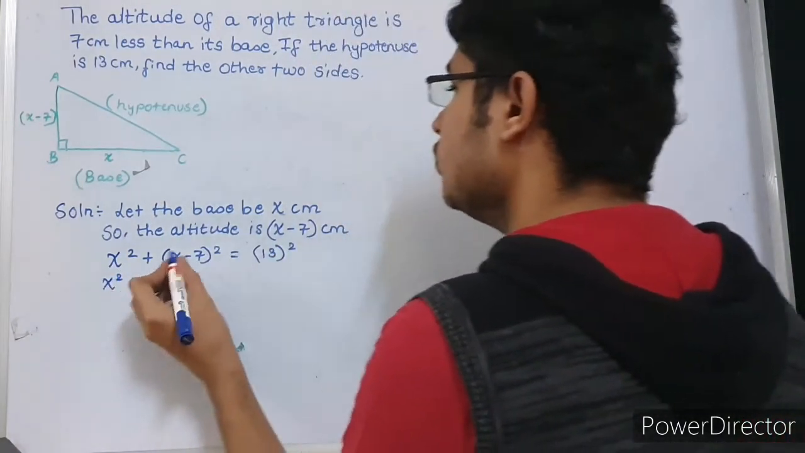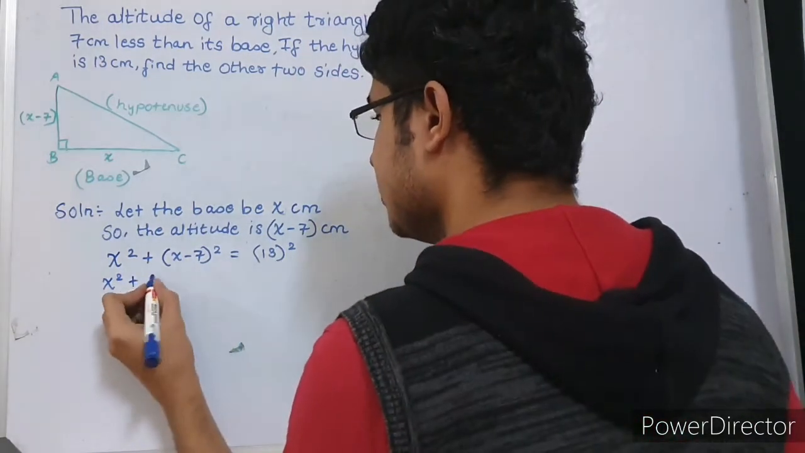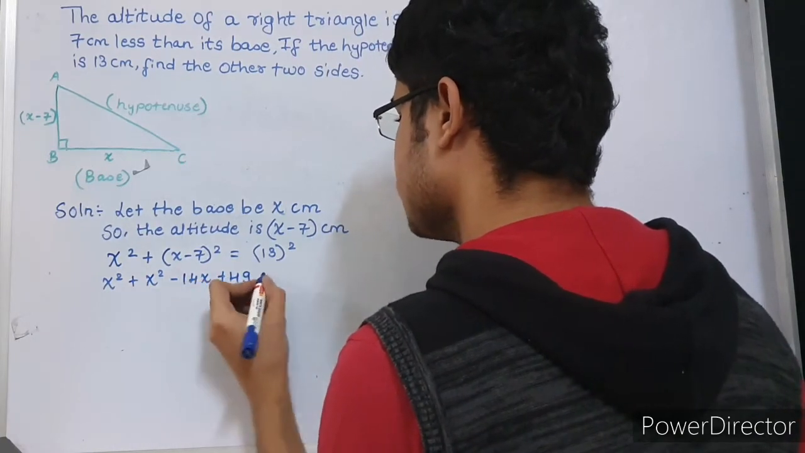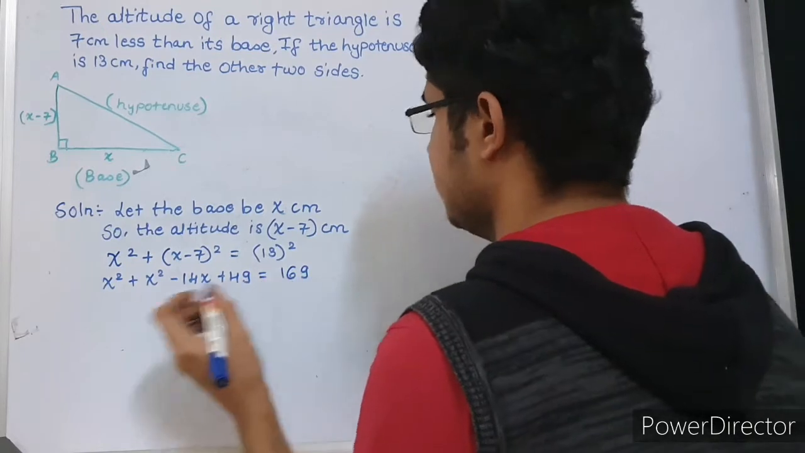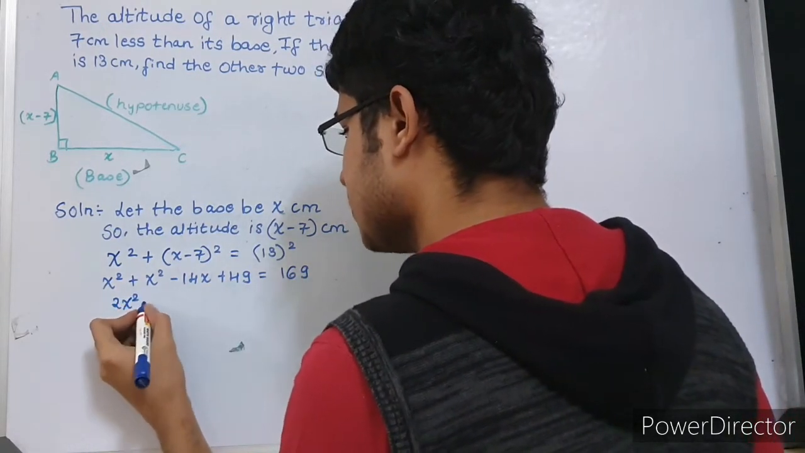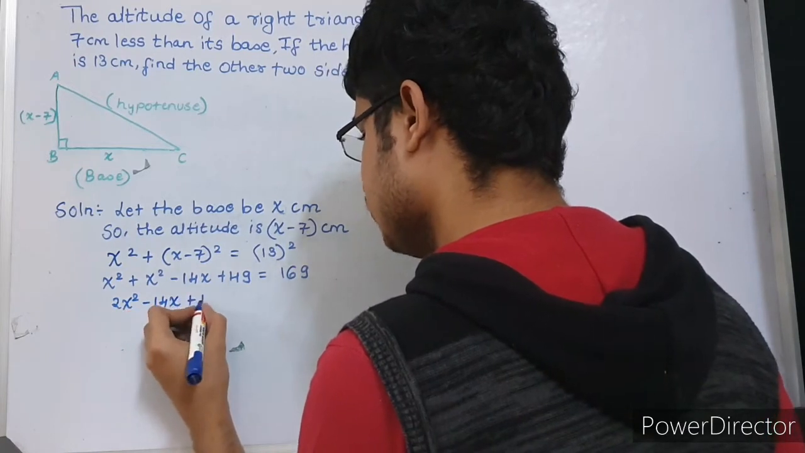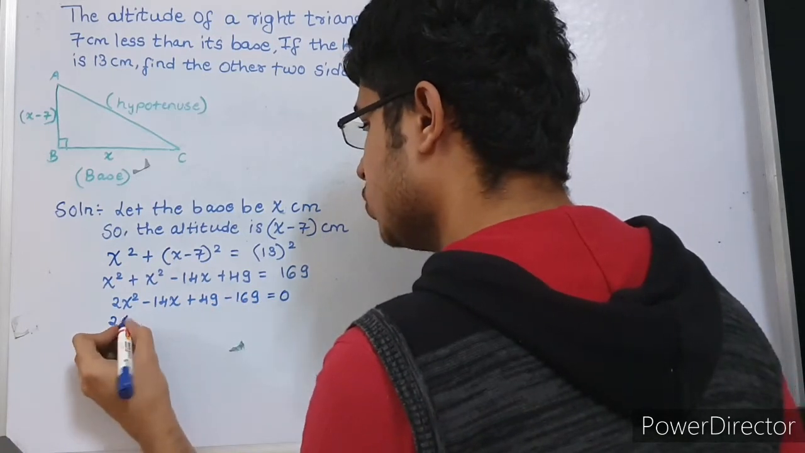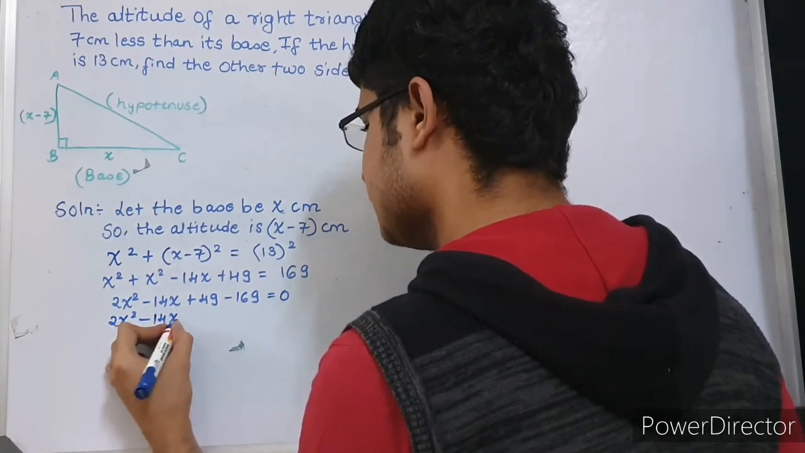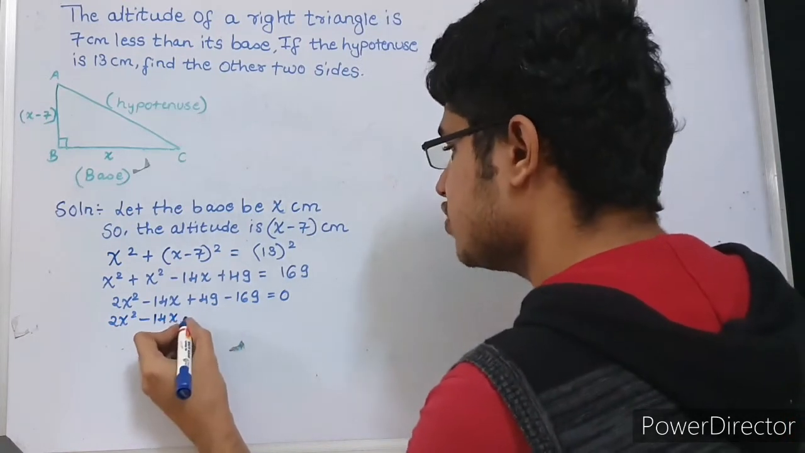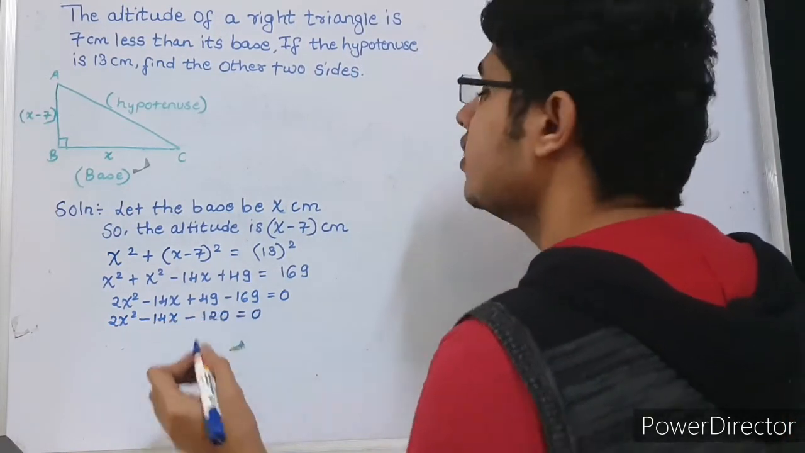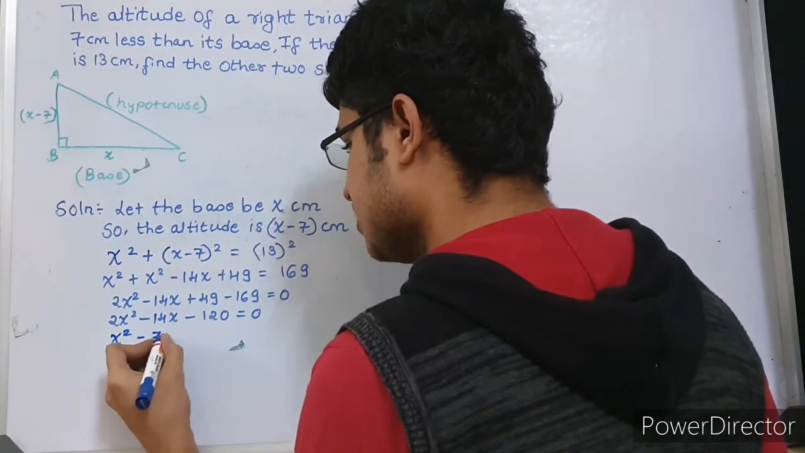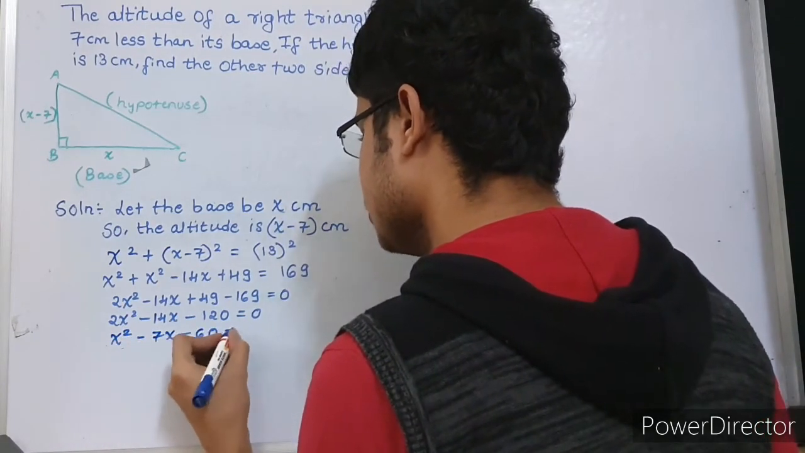So x square. Again a minus b the whole square, you will get a square minus 2ab plus b square. And 13 square is 169. So 2x square minus 14x plus 49 minus 169 is equal to 0. And I will get 2x square minus 14x, 49 minus 169, which will give me minus 120, is equal to 0. Then if I divide the equation throughout by 2, I will get x square minus 7x minus 60 is equal to 0.